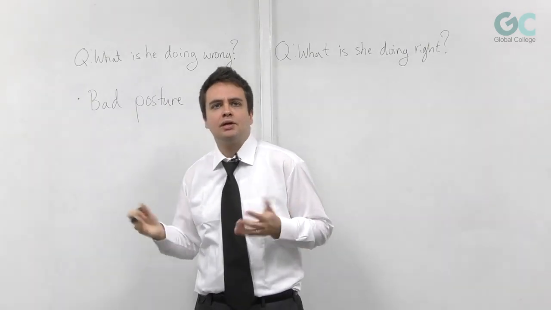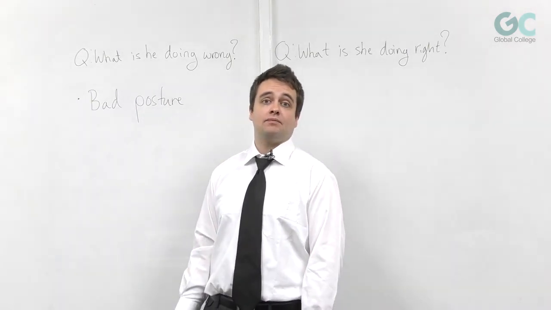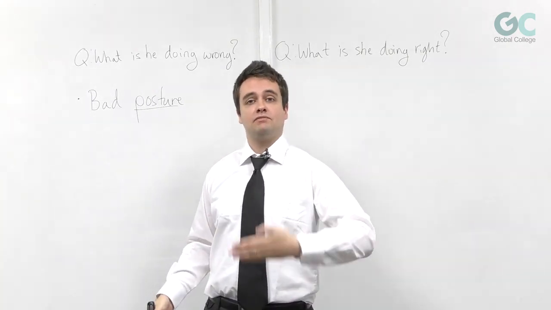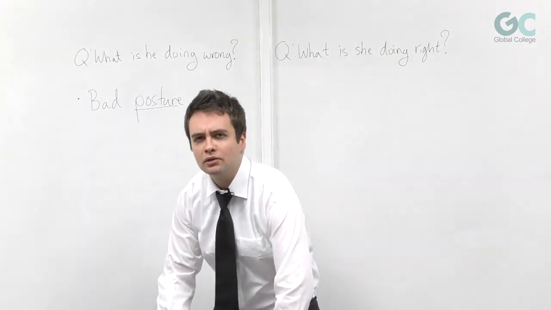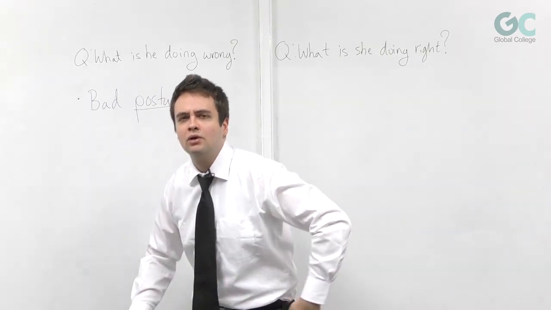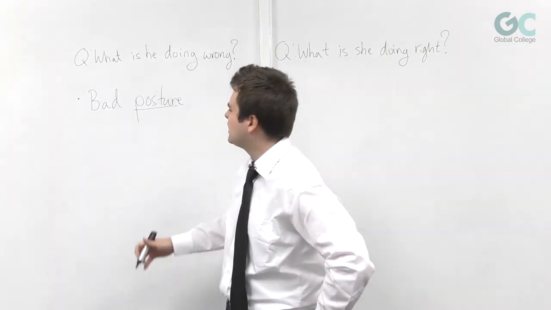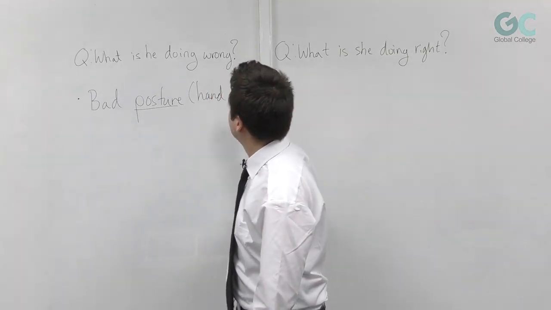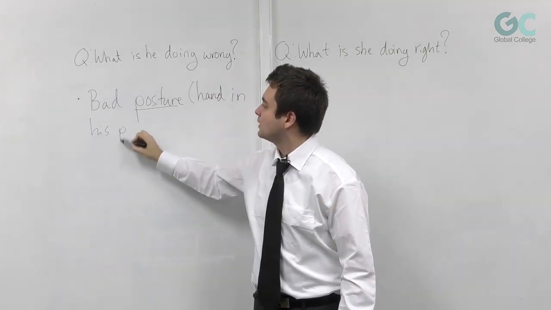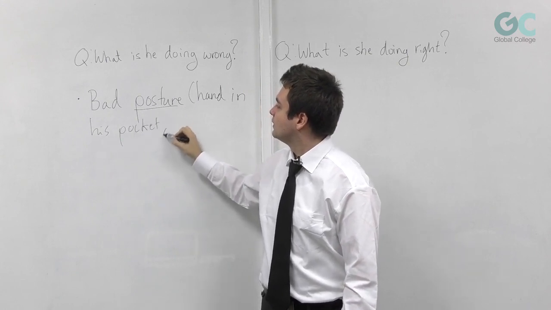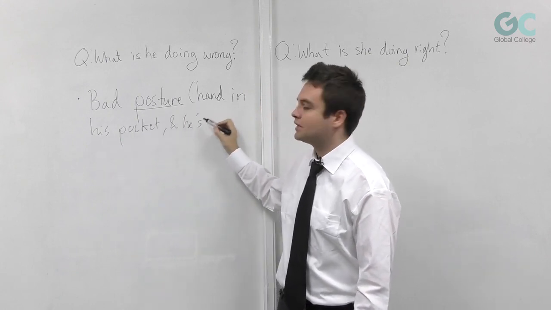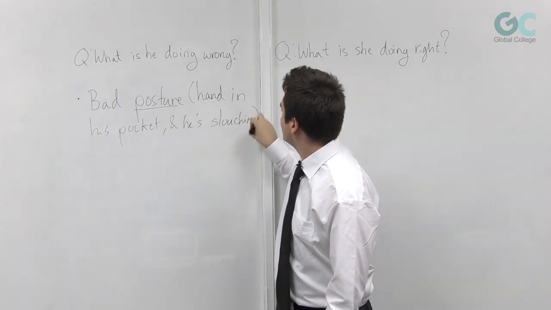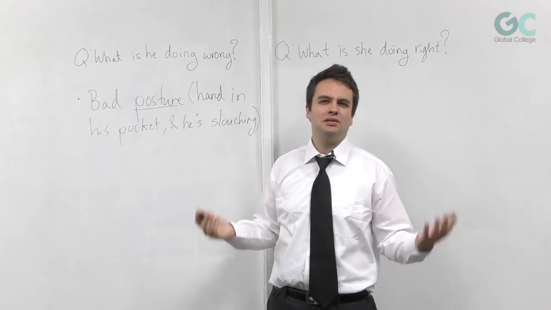So what is posture? Now posture, of course, is the way that you're standing, right? So if you're standing up straight, you have good posture. Very nice. But if you have bad posture, maybe you're leaning over like this, you're hunched over, or in this guy's case, he's kind of leaning to the side. So I'm just going to write here that he has his hand in his pocket, and he is, sometimes we say, slouching. So he's got his hand in his pocket and he's kind of slouching, right? It doesn't look that great.